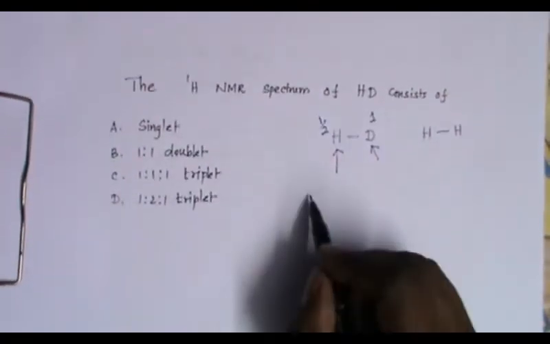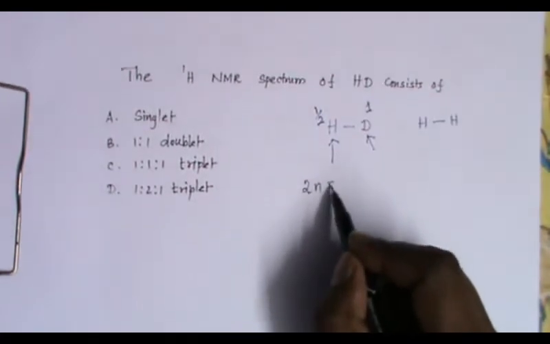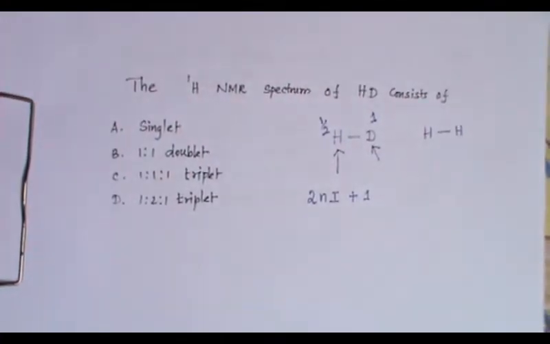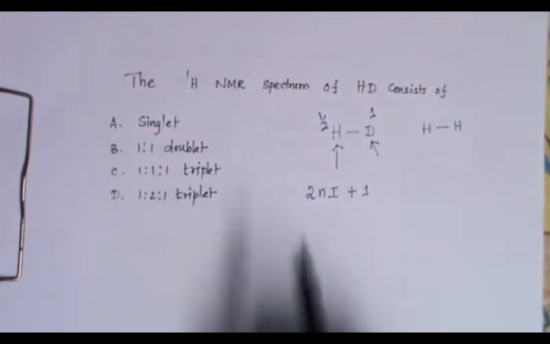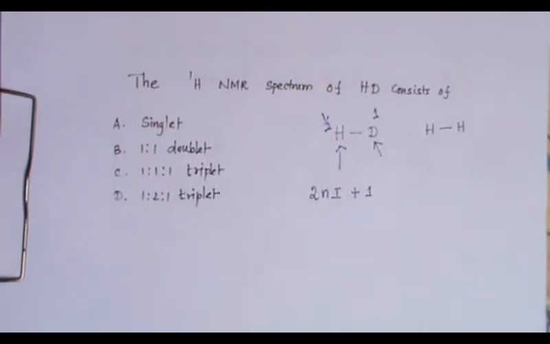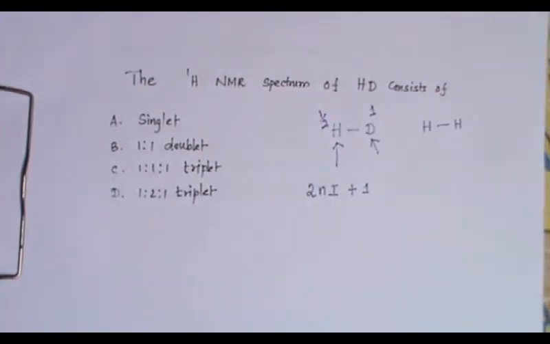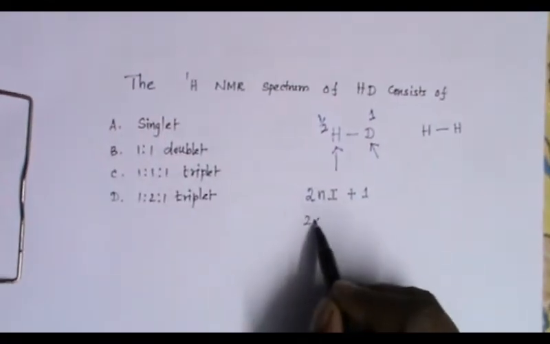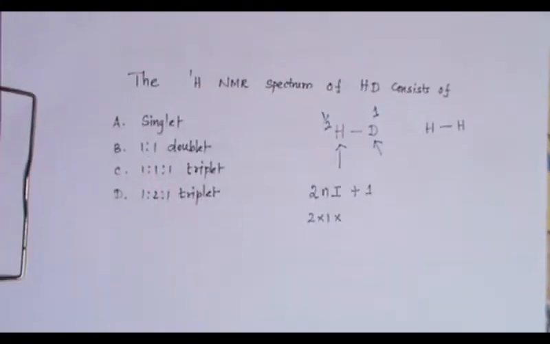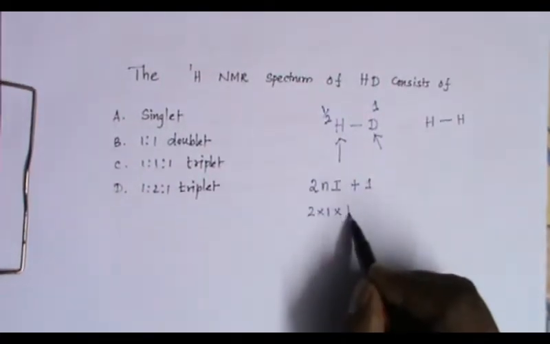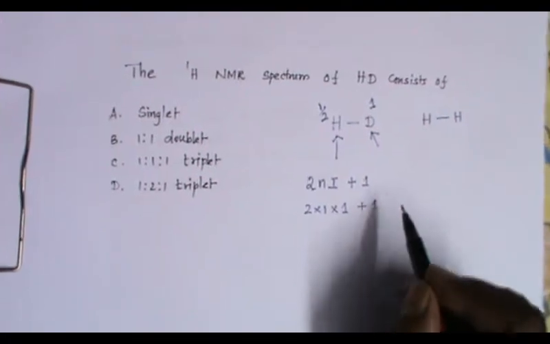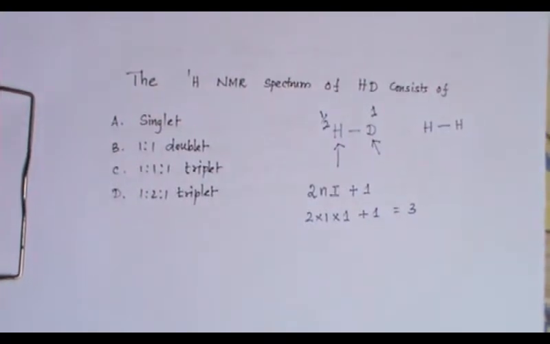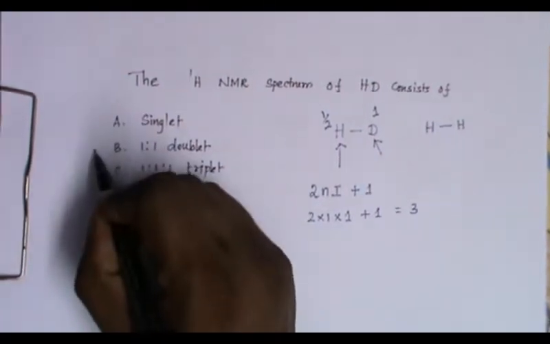You may know the formula. The multiplicity is calculated by the formula 2nI plus 1. To find out the multiplicity, we use this formula. n is the number of identical atoms which split the signal. Here I have only one deuterium, so n is equal to 1. What about the I value? The I value of deuterium is 1. What I get is 3. So I get a triplet. Based on that, I can eliminate two options.